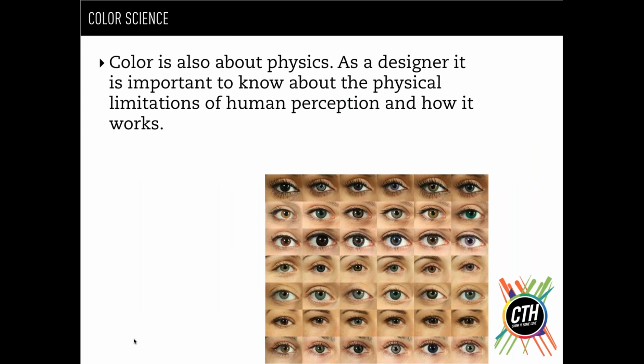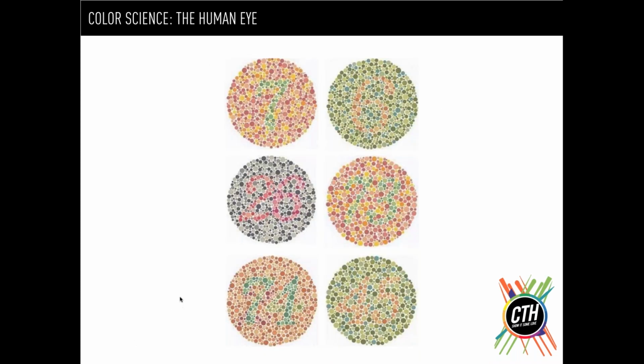Color's also about physics. It's about how your eyes work. So that's kind of a thing you need to understand as a designer. If you're looking at this now and you can see these numbers, 7, 6, 26, 73, 74, and 45. If you can't see those numbers, you might be colorblind, and you should let us know, because there are special tools you can use to work around that as a designer.